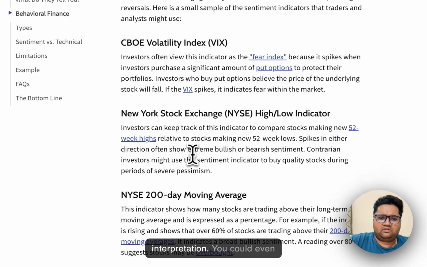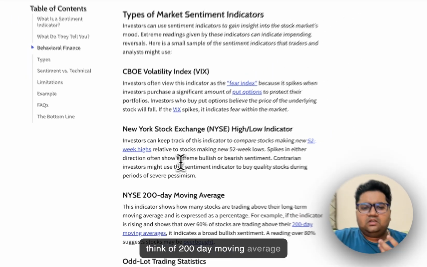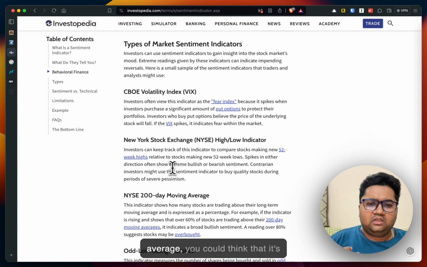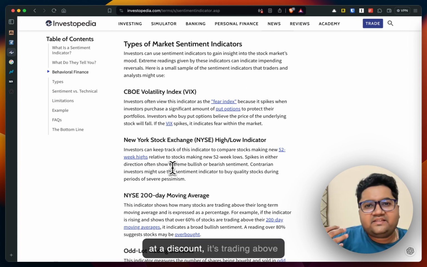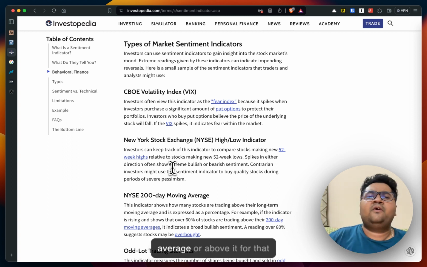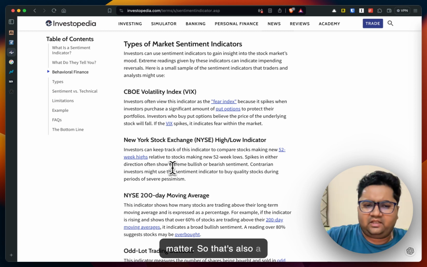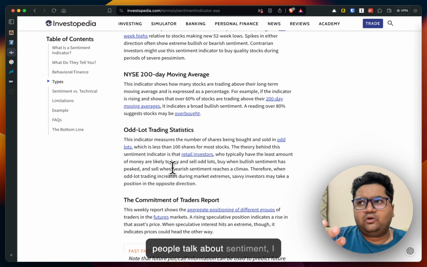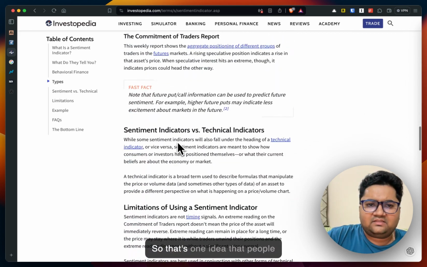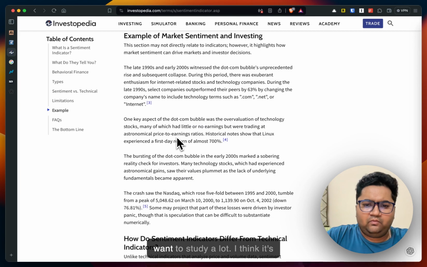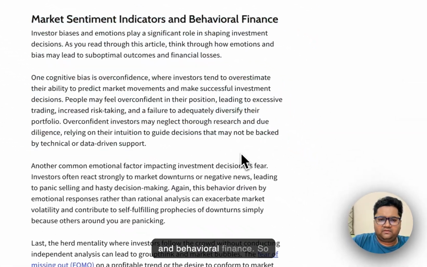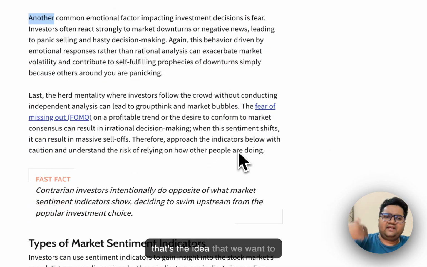You could even think of the 200-day moving average as a sentiment, because if the price is below the 200 moving average, you could think that it's at a discount, trading below its long-term moving average, or above it for that matter. So that's also a sentiment, right? But when most people talk about sentiment, I think the thought is from a behavioral finance perspective. So that's one idea that people want to study a lot. I think it's mentioned here, sentiment analysis indicators and behavioral finance, right? So that's the idea that we want to study more.